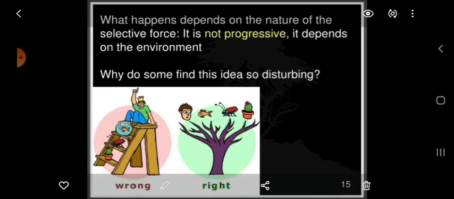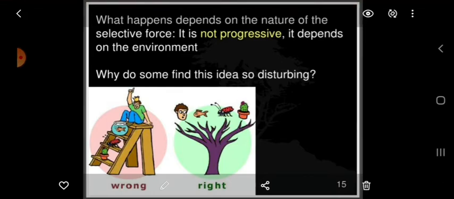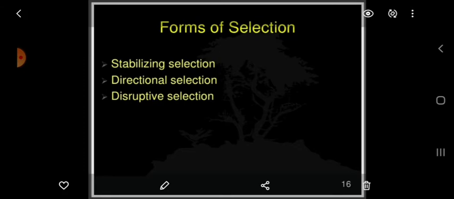Now, what happens depends on the nature of the selective force. It is not progressive, it depends on the environment. Why do some find this idea so disturbing? The forms of selection: stabilizing selection, directional selection, disruptive selection.